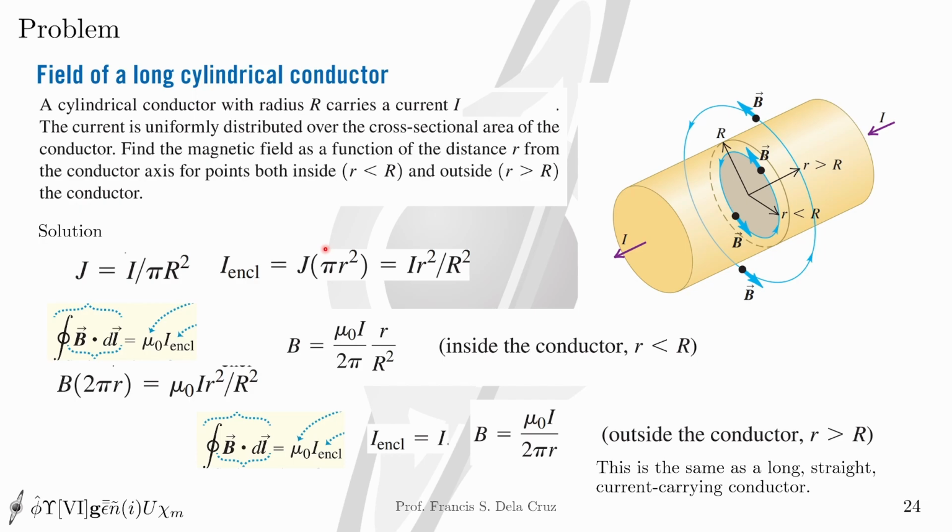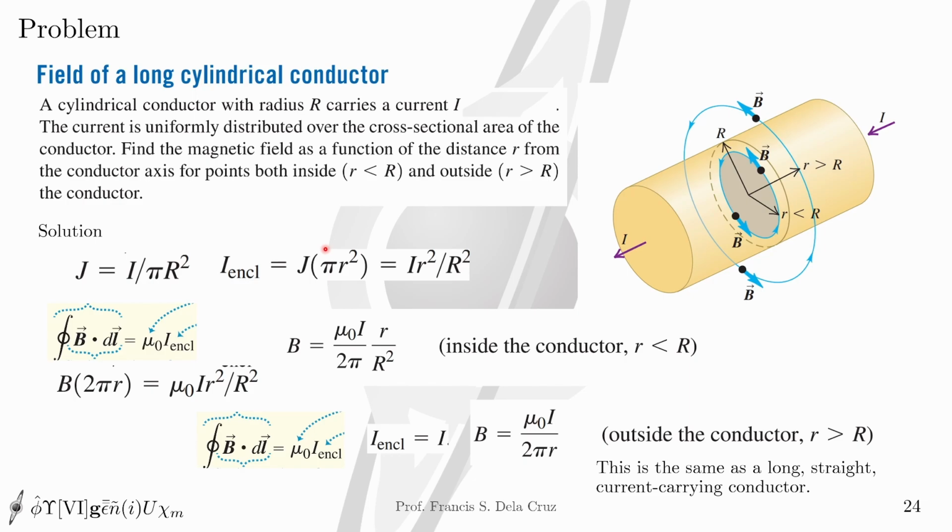If you remember in our lecture, if the signal is high frequency, the current will just stay on the surface because of the skin depth. In this case, we are just dealing with static conditions or low frequency conditions. That's why the current is uniformly distributed inside the conductor. Find the magnetic field as a function of distance r from the conductor axis for points both inside the conductor and outside the conductor.